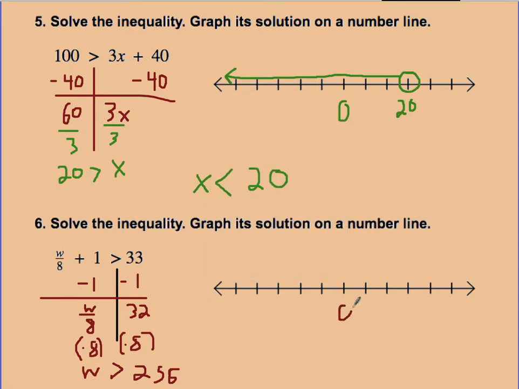All right, so let's go ahead and put 0, 256, and we want to show greater than, correct? So we go this way to the right.